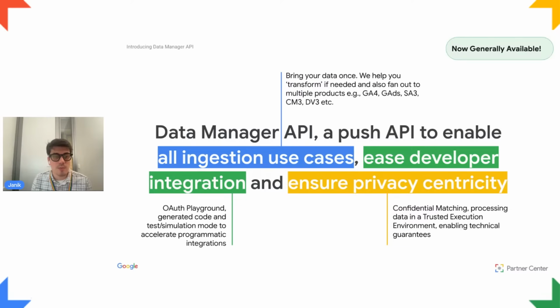Ease developer integration means we want to make it as easy as possible for developers, with an OAuth playground to actually test and play around with this integration and build and send data to our API. And ensure privacy centricity, which I already mentioned: confidential matching, which is already possible for integrations via the Data Manager UI, will also be supported for sending data to the Data Manager API. So we also support confidential matching via the API.